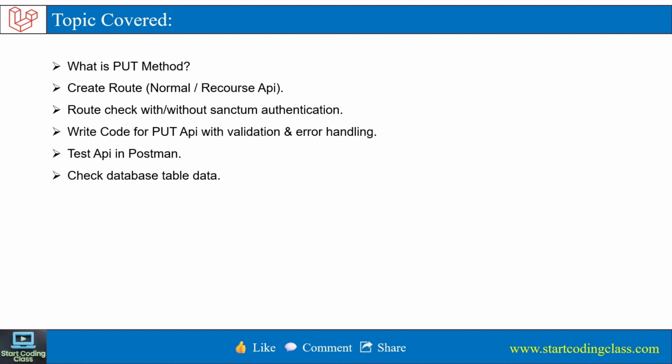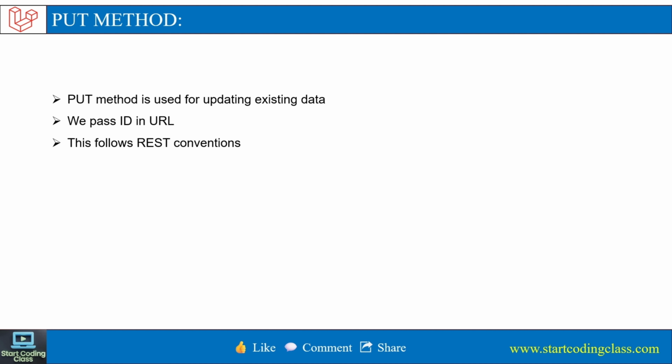First of all, the PUT method is used for updating existing data, where we pass the ID in the URL. This follows the REST convention. The route structure for the PUT API is something like this. We will see all the things in VS Code.